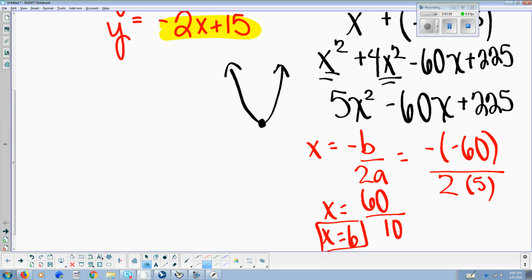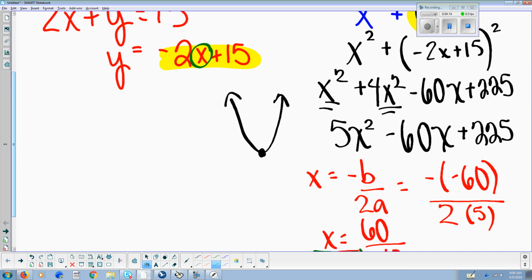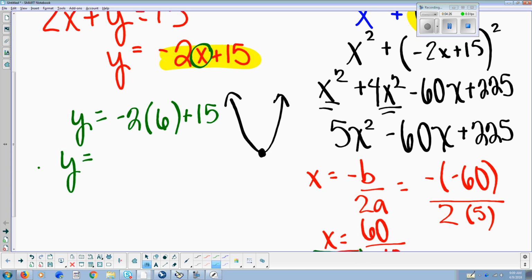Once you find what x equals, to find what y equals, it's just like a system. We're going to substitute this back in for this x. So I'm going back and forth between the two equations. I will say that y is equal to negative 2 times 6 plus 15. So y then equals negative 12 plus 15, and negative 12 plus 15 is 3.